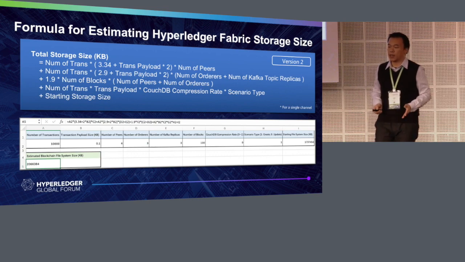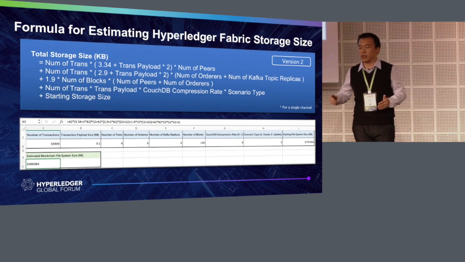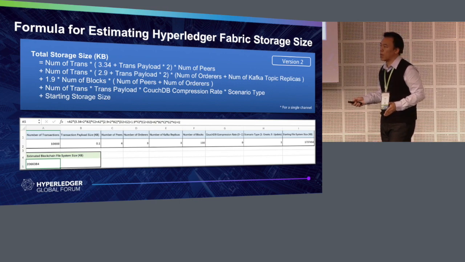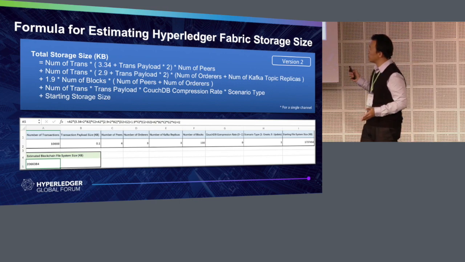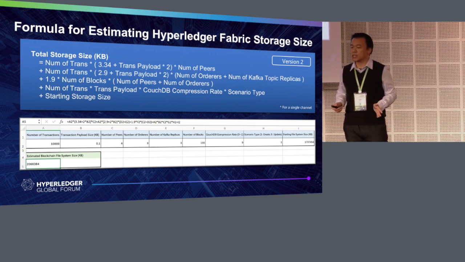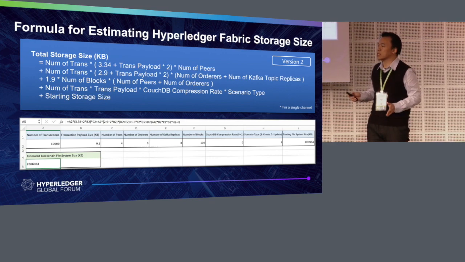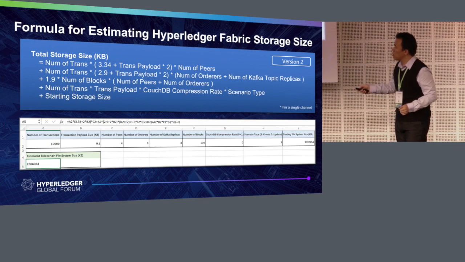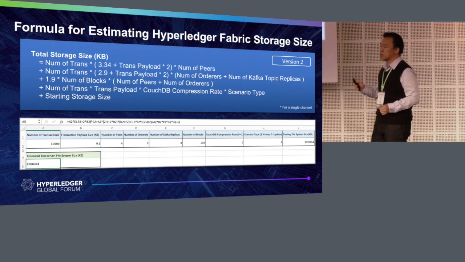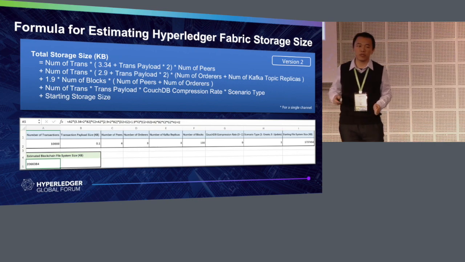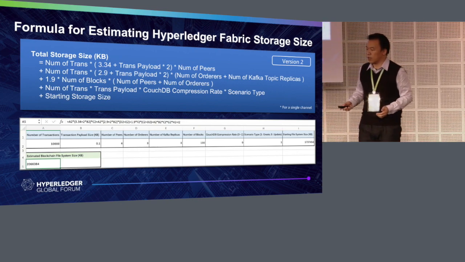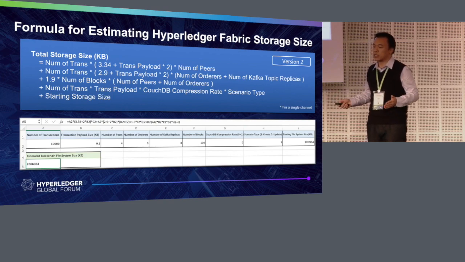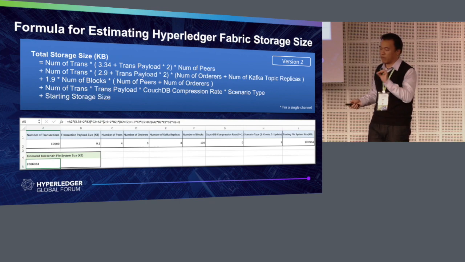With this trend analysis result, we then did a series of source code analysis and server testing, and today we come up with this version 2 of the formula, which is for estimating the Hyperledger Fabric storage consumption size. You can also use the Excel format to customize the input parameters according to your scenarios and your deployment.